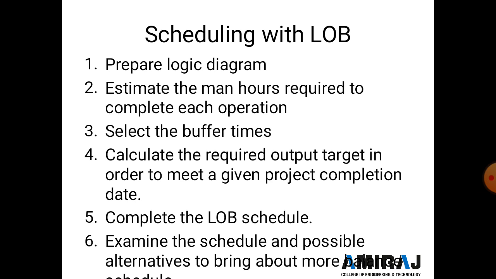The second point is scheduling with LOB. Here the steps are given. First is to prepare the logic diagram. Second is to estimate the man hours required to complete each operation. Third is to select the buffer time which will guard against the risk of interference between the operations. Fourth is to calculate the required output target in order to meet a given project completion date. Fifth is to complete the LOB schedule, and sixth is to examine the schedule and assess possible alternatives to bring out a more balanced schedule. So here one example is given.